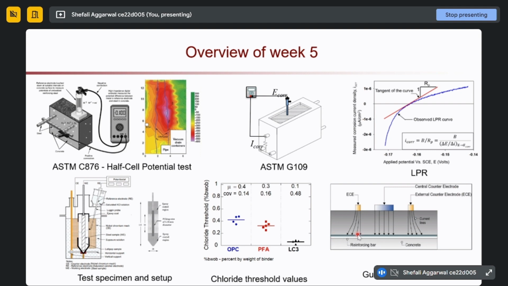Next test is the guarding technique. This test can be used in the field as well as in the lab. This is a similar kind of test. We have three types of counter electrode, and we are calculating the same thing, the RP value.